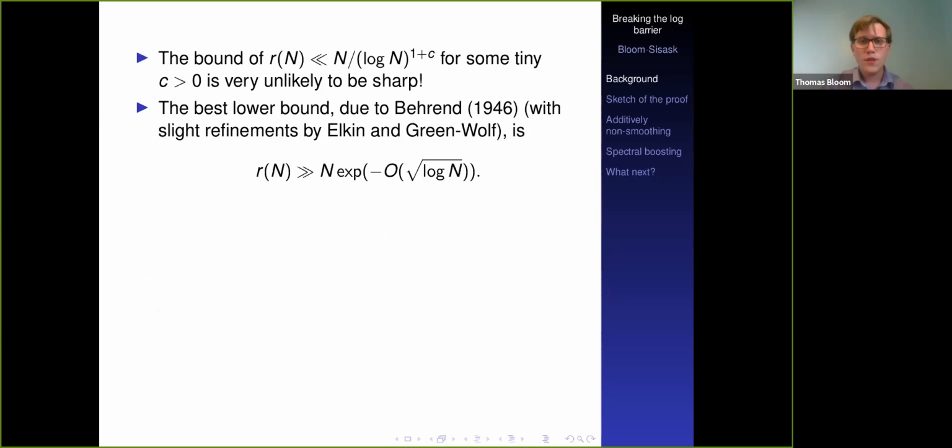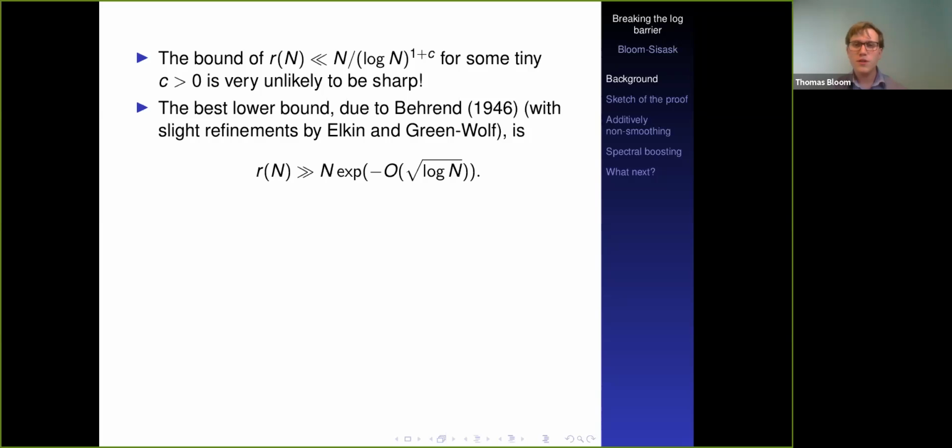So finally, in the background section, I just want to talk about where the truth likely lies, because again, it's certainly very unlikely to be true that the correct answer for this problem is N divided by log N to the 1 plus some tiny constant c. Right? I mean, there is no fair universe in which that is the correct truth for this problem. The correct lower bound, indeed, is much, much smaller than this.